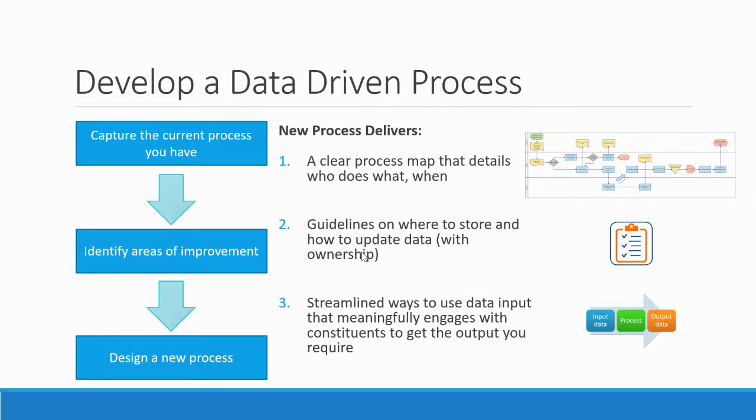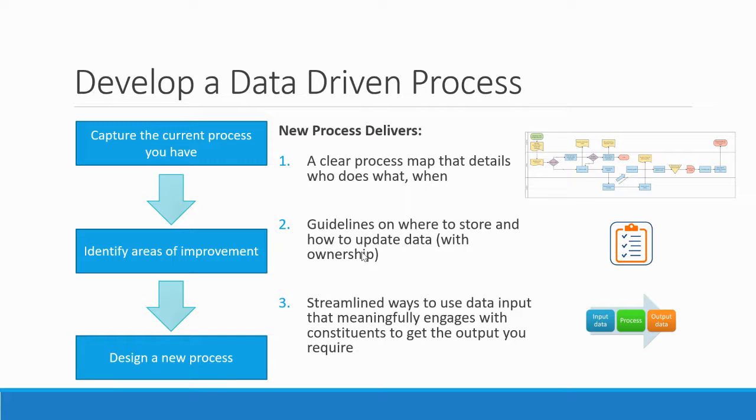After you've done identifying all of the improvement areas, you then want to design a new process. And there are several different ways you can visualize this process. You really have to identify what works best for you and your team. But bottom line, you want to map out all of these steps along the process and ensure you have clear guidelines on how to store and update your data. You also want to make sure that there is a streamlined approach that uses data to drive your process forward and also captures that data in the end to be impacting future processes.